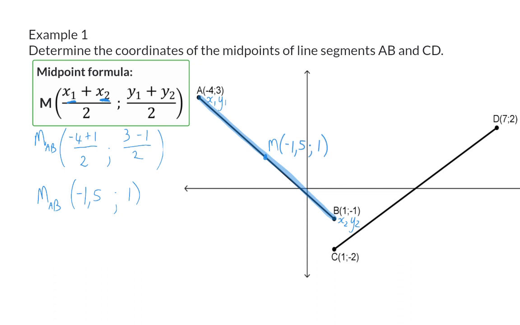And now we're going to repeat this for line segment CD. This time, however, I'm going to call the midpoint point P. So even though the formula states M, I'm going to change it to P. And once again, I'm going to add up the x values of C and D and divide by 2, and add the y values of C and D and divide by 2. So the point P will then be 8 divided by 2, which is 4, and 0.